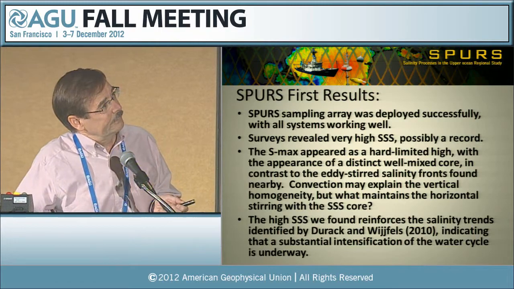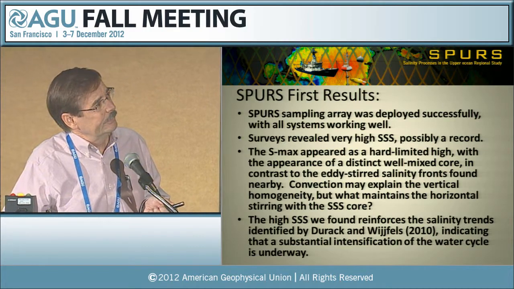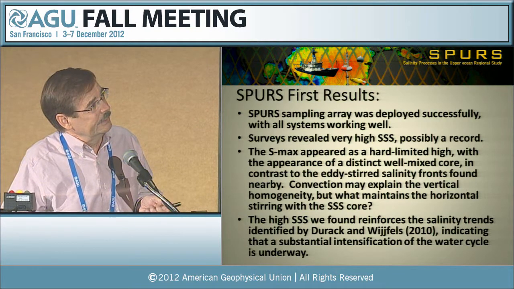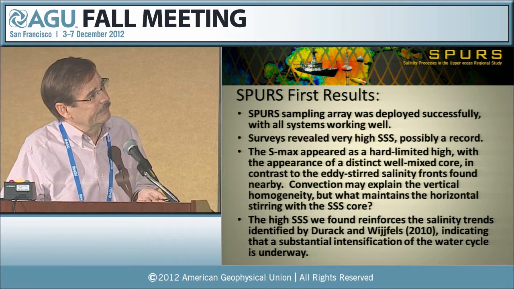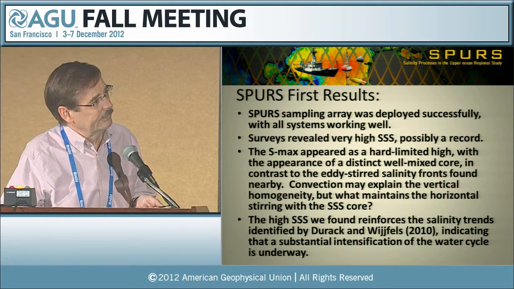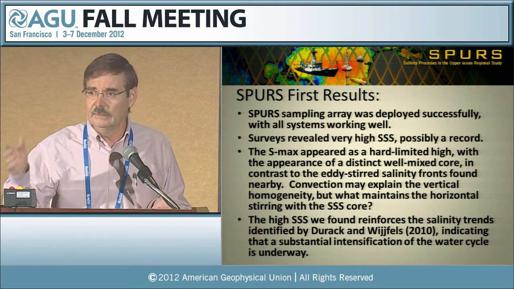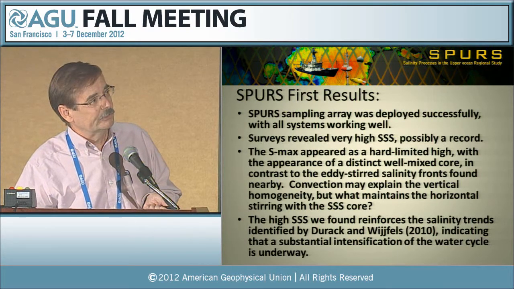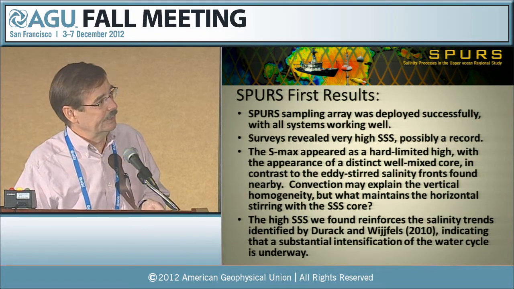So we successfully deployed our sampling array. All the systems are working well. The surveys revealed very high surface salinity and possibly a record. And this interesting feature of the salinity maximum, it's a hard limited high with the appearance of a distinct well-mixed core in contrast to the eddy-stirred salinity fronts found nearby. You can understand that with convection, maintaining the evaporation is going to leave salt behind, it's going to convect, and so you can understand why it's well mixed vertically, but what maintains the horizontal stirring within this high salty core?